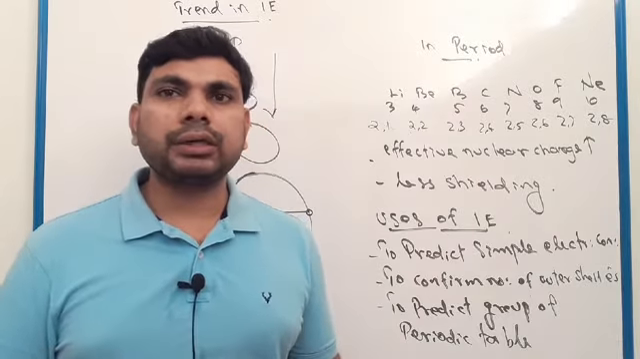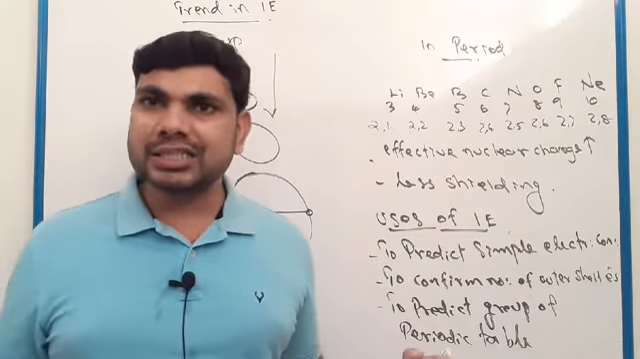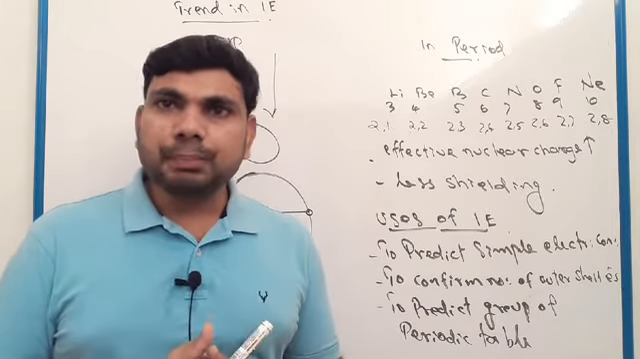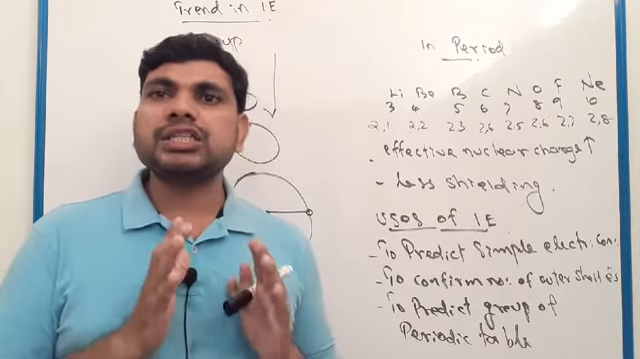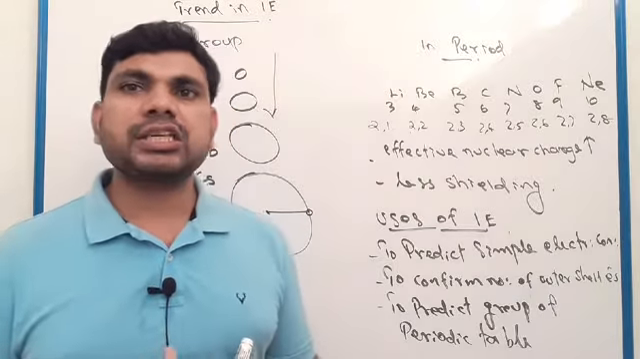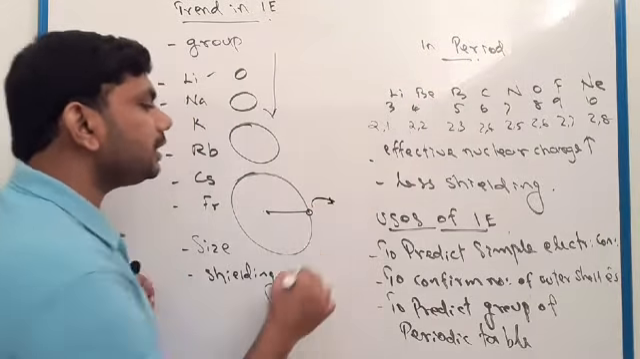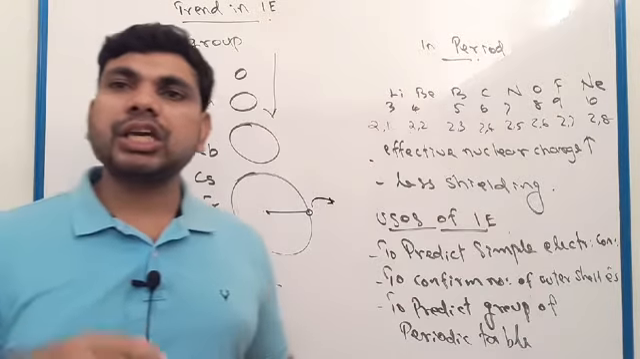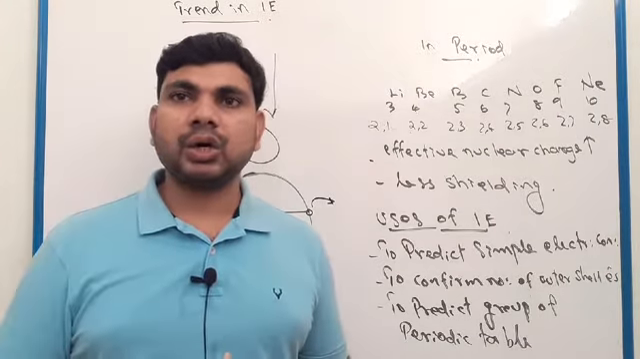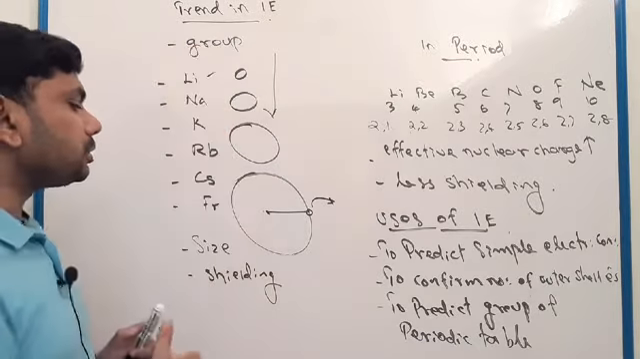We discussed already. Distance between nucleus and outer shell electron increases means attraction between positively charged nucleus and negatively charged electron decreases. So we can remove the outer shell electron very easily and ionization energy decreases. Okay, so ionization energy decreases from top to down.